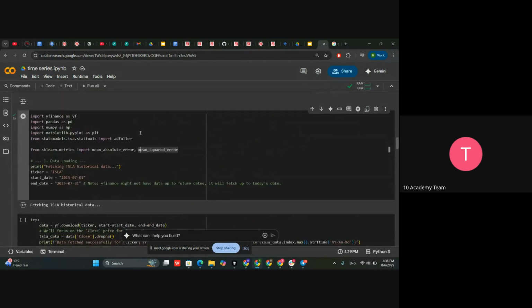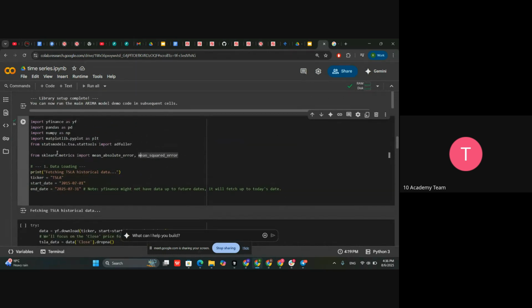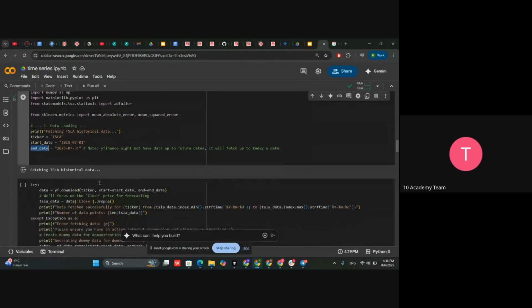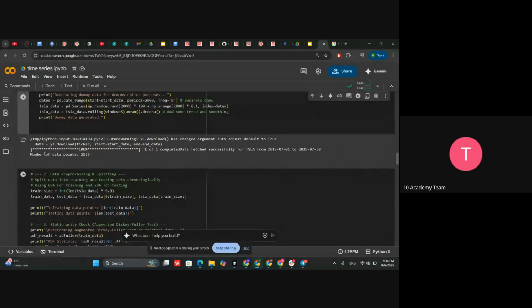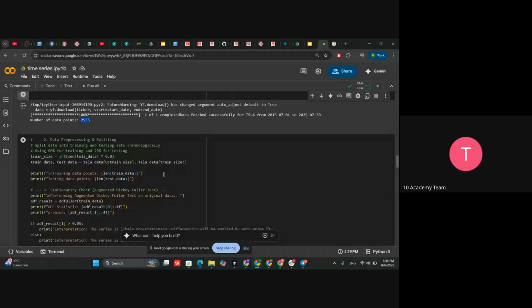So let's start from fetching the data. We have used yfinance with the ticker name for Tesla to get the data from the start date to the end date. We downloaded the data using yfinance. The number of data points is 2,535, and this is the data we are going to use.